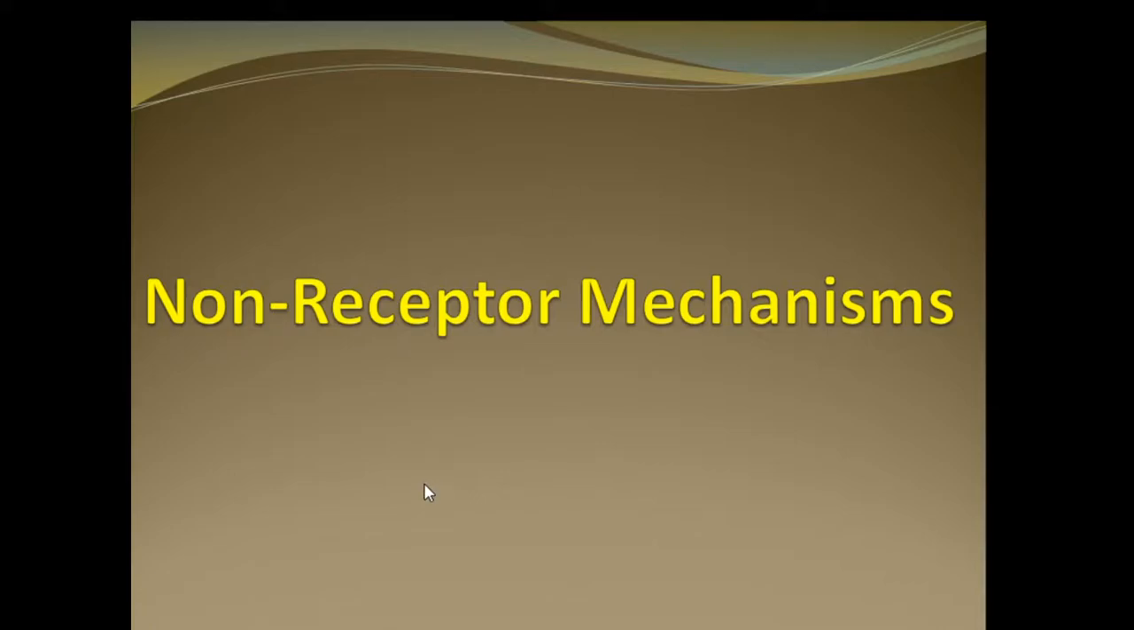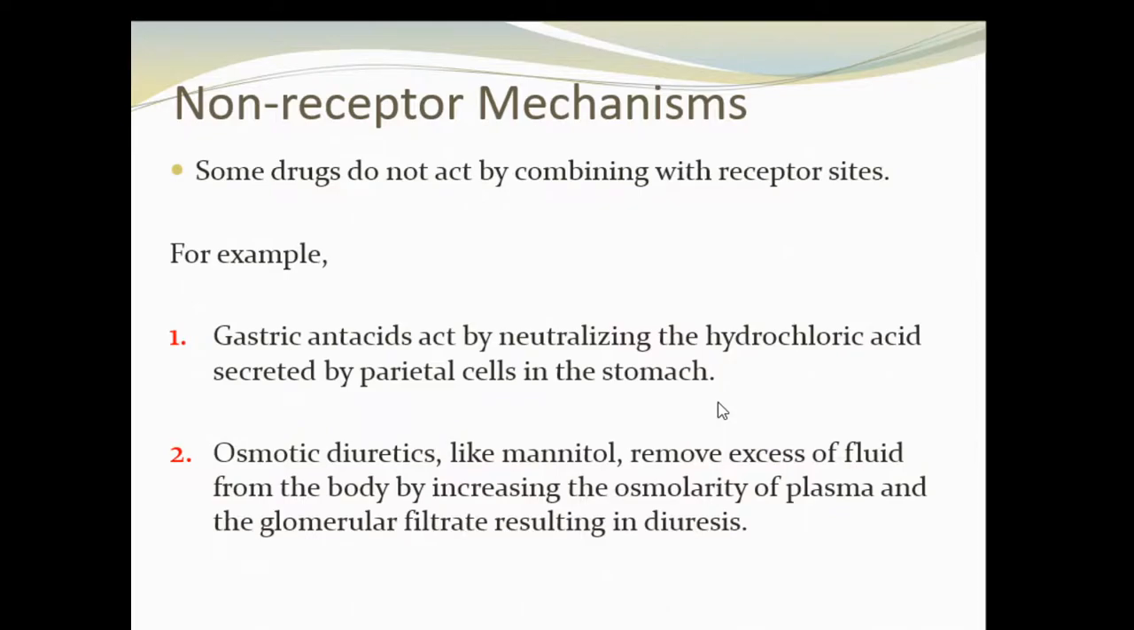Next is non-receptor mechanisms. We have seen specific interactions like receptors. Next is partial specific like enzymes, and third one is non-receptor and non-specific mechanisms. In this, some drugs do not act by combining with receptors or enzymes. They act purely in mechanical, chemical or other ways. For example, gastric antacids act by neutralizing the hydrochloric acid secreted by parietal cells in the stomach. So their action is a chemical reaction, that is called a neutralizing reaction.